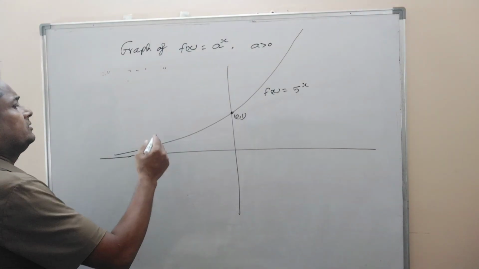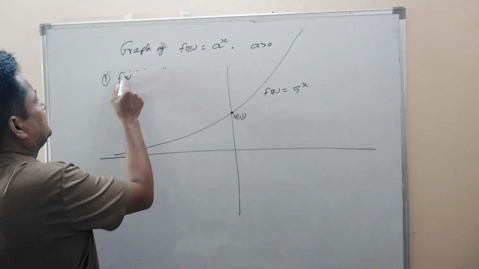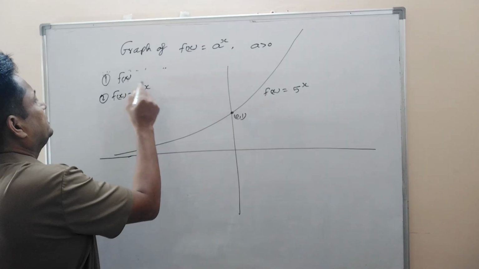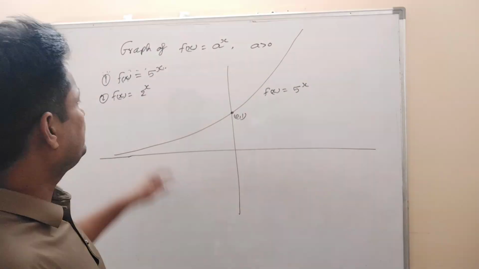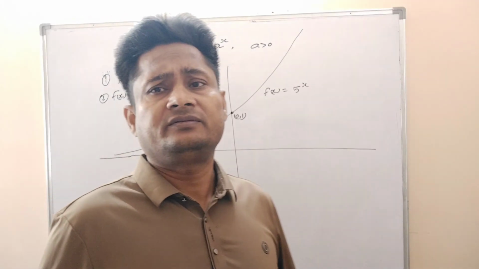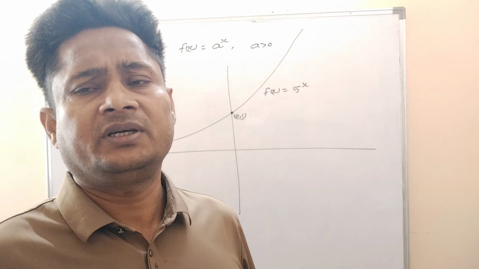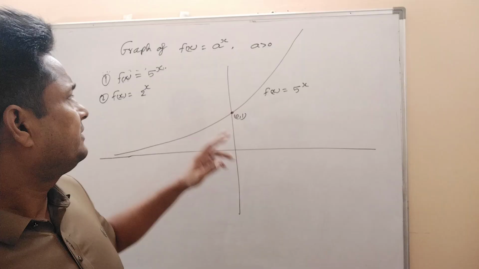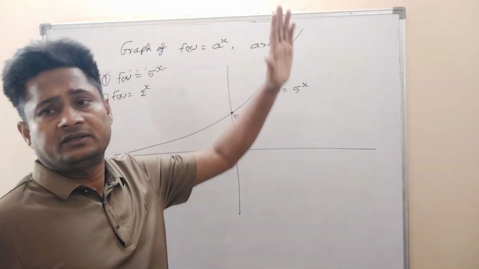Now if you want to draw the graph of f(x) = 2 to the power x, what will be the graph of this one? If you draw the graph of 2 to the power x, put different values of x: 1, 2, 3, half, 1 by 4, 3 by 2, irrational values, whatever values you substitute, and find the value of y, that means f(x), and draw the graph. It will look like this.